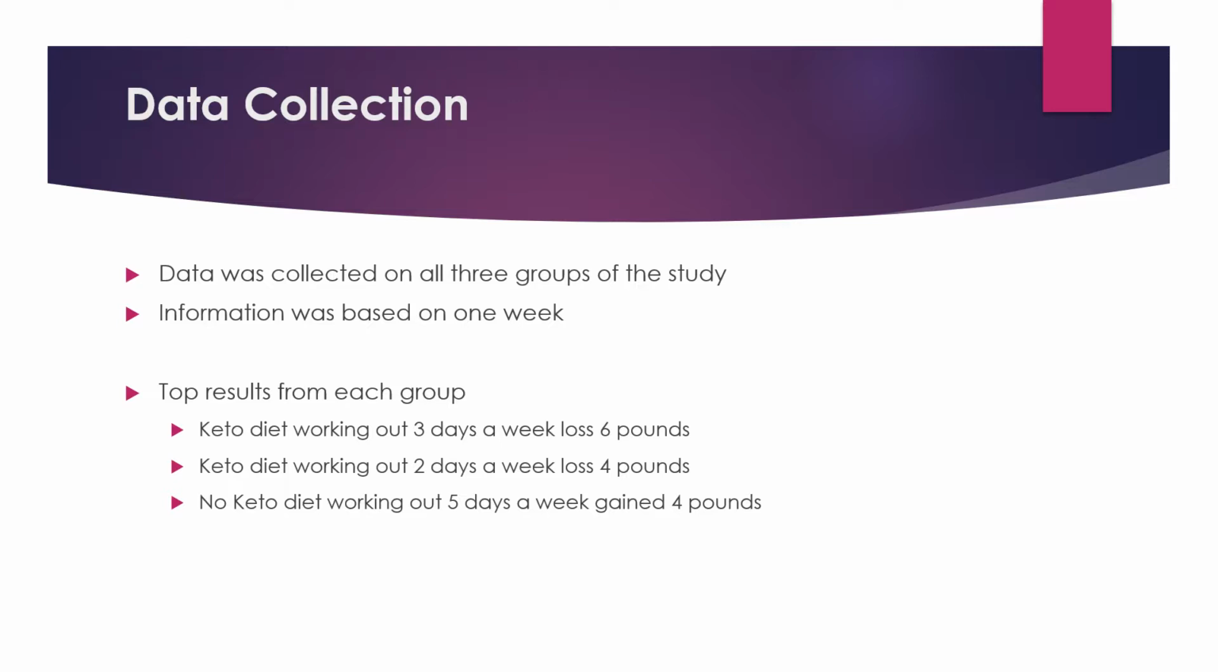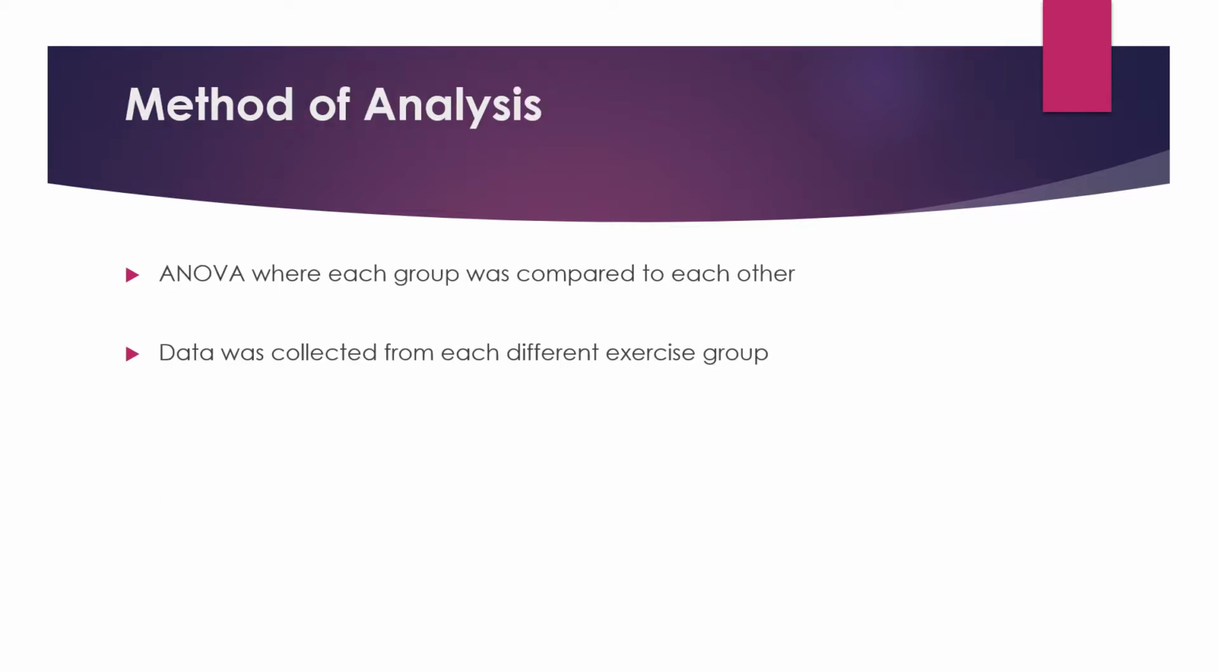The top results from each group that I collected data from: while working out 3 days a week, the top person lost 6 pounds. While working out for 2 days a week, the top person lost 4 pounds. And then the top person, while not on the keto diet and working out for just 5 days a week, gained 4 pounds. For my method analysis, I conducted an ANOVA where each group was compared to each other to see who lost or gained the most amount of weight between the 3 different groups that I looked at, and throughout the week to see who had the most weight loss or weight gain from each different exercise group.